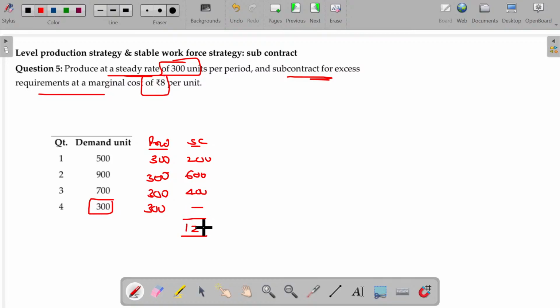Overall subcontract being 1200 multiplied by 8 rupees, 9600 rupees, you are losing money because of the subcontract. So your capacity remains the same. When the demand is higher, we outsource this.